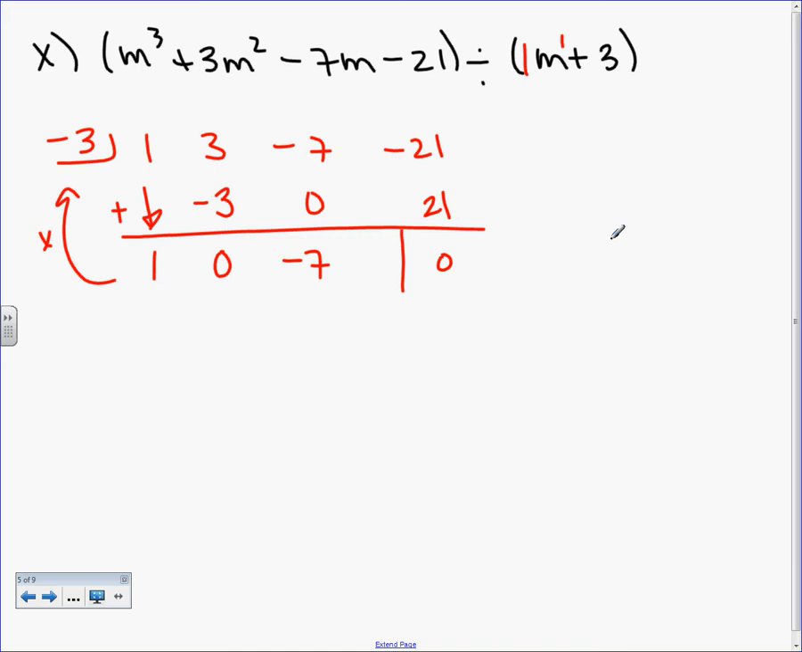So here's how you actually write your answer. This was m to the third. You drop that down by 1 degree. So this is m to the second. This is m to the 1. This is m to the 0, which really means constant, and that's my remainder. So my answer is m squared minus 7.